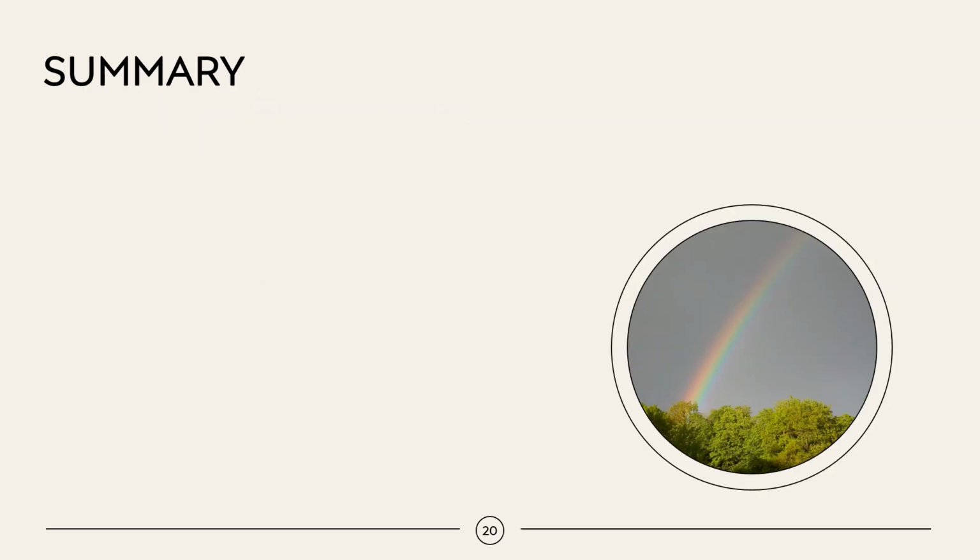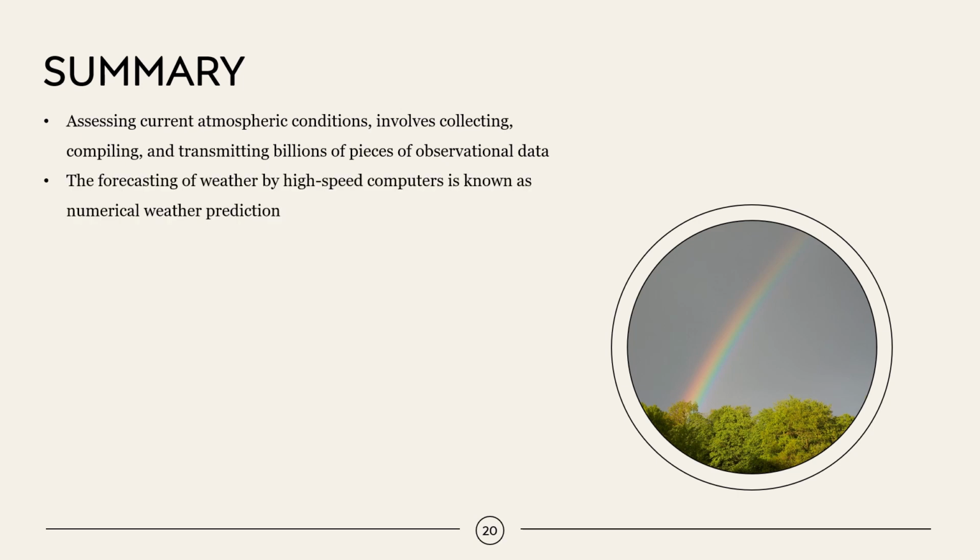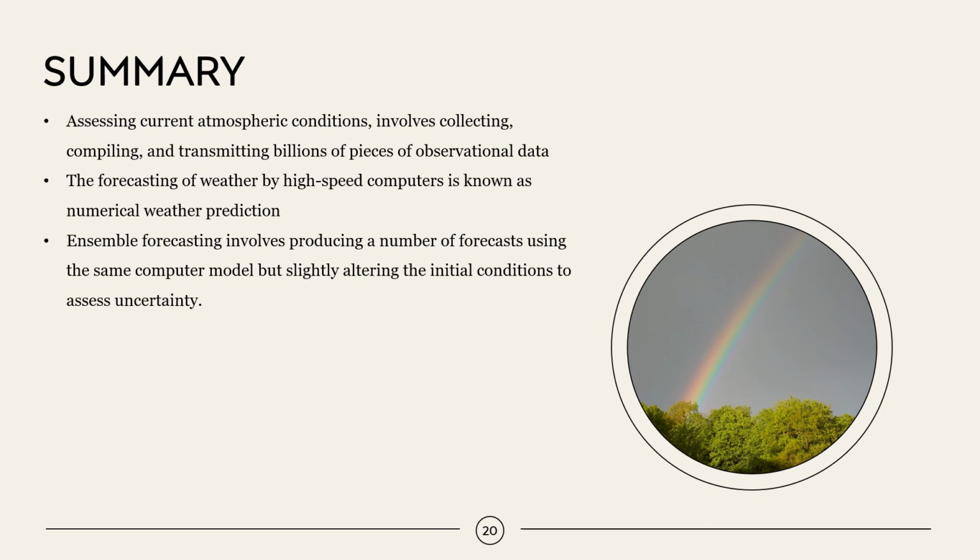And to have a quick recap of the main points of the discussion today, these are some of the summary points to highlight. First, assessing current atmospheric conditions involves collecting, compiling, and transmitting billions of pieces of observational data. And the forecasting of weather by high-speed computers is known as numerical weather prediction. And so, ensemble forecasting involves producing a number of forecasts using the same computer model but slightly altering the initial conditions to assess uncertainty.